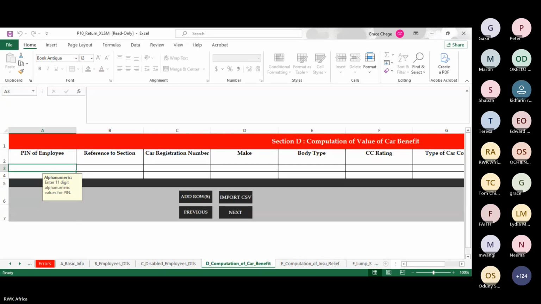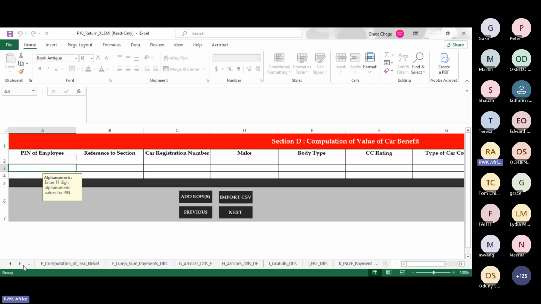employees' details. The sheet on computation of insurance relief has been done away with, because this relief is no longer applicable. The other bit is on lump sum payment. So the arrears, that is arrears, gratuity, and lump sum payments have been merged into one sheet. So in the simplified pay returns, you realize that there's only one sheet for lump sum payments, and on that, you can be able to file your arrears or your gratuities.